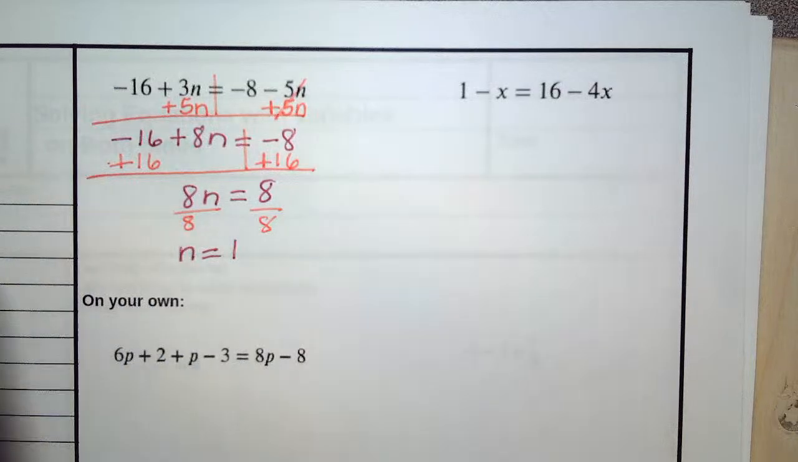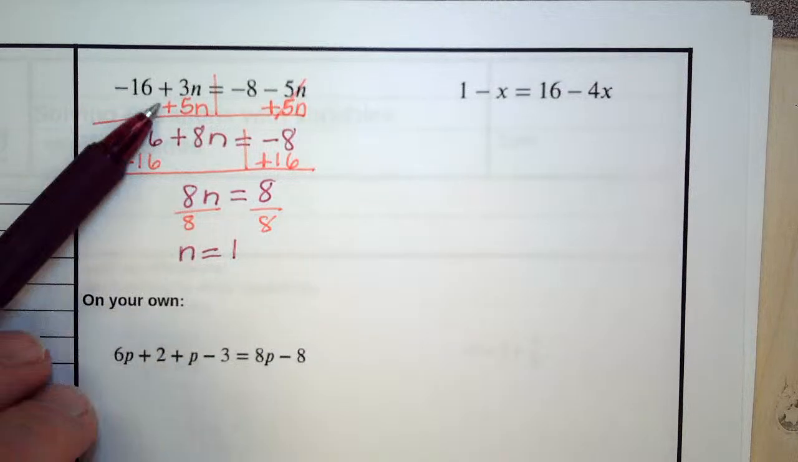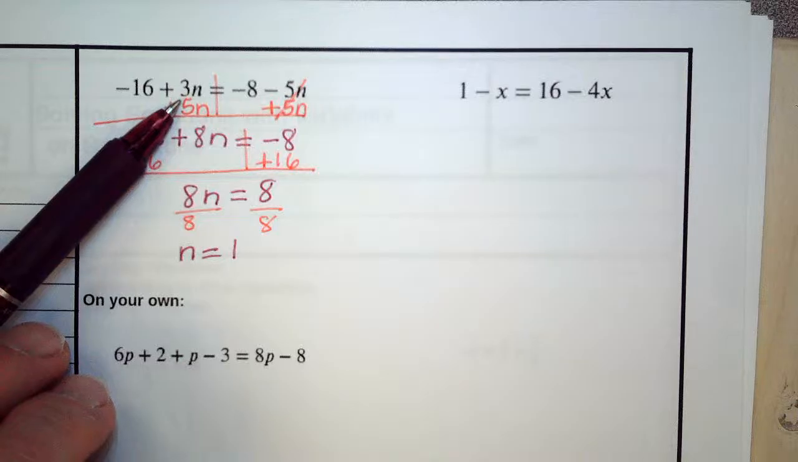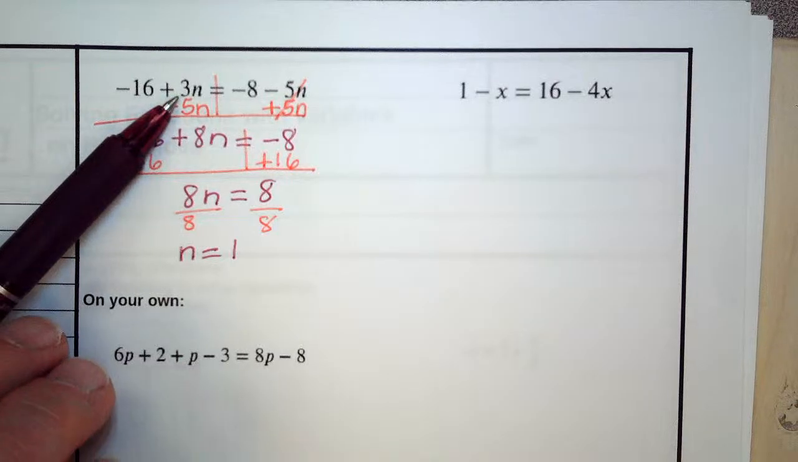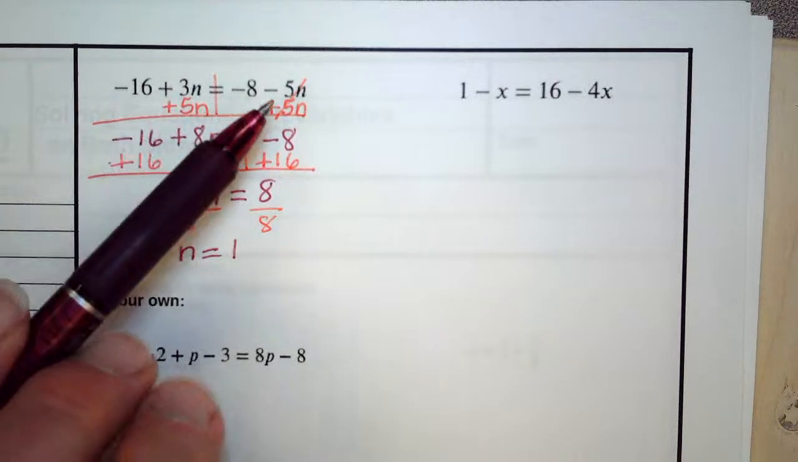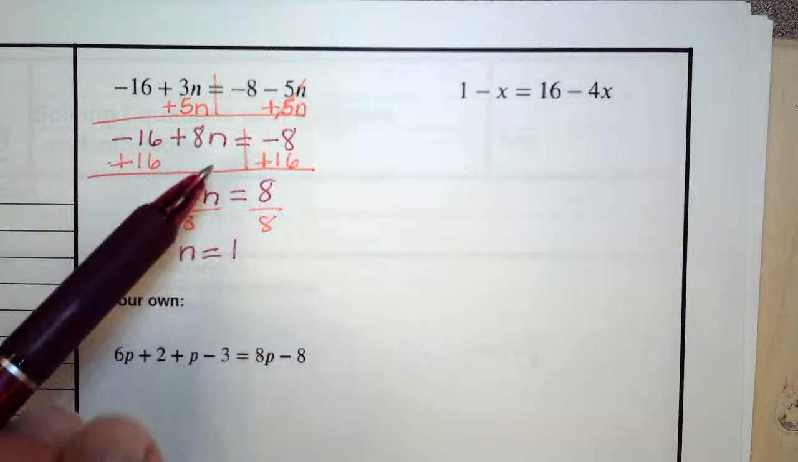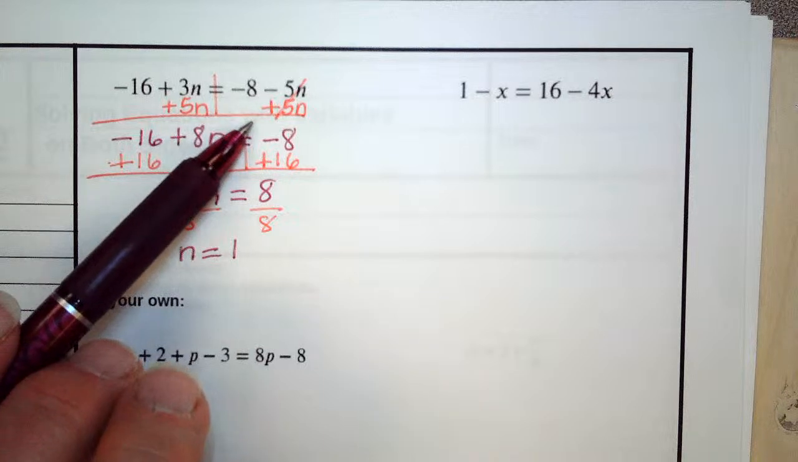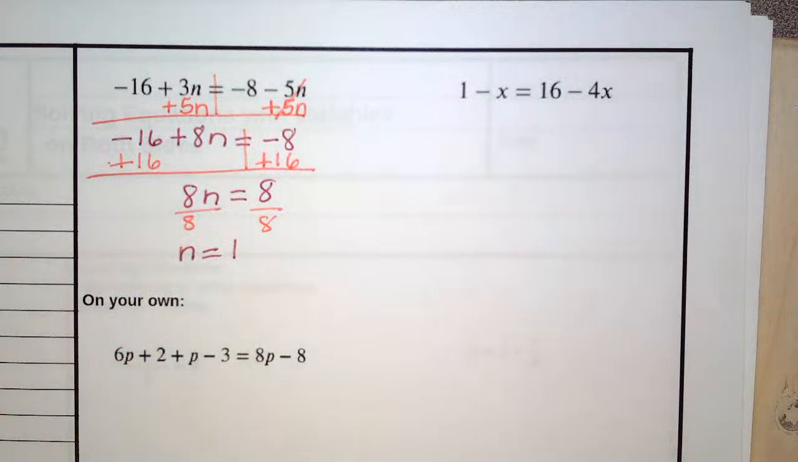So if I'm going to check this, negative 16 plus 3 times 1 is 3. Negative 16 plus 3 is negative 13. Negative 5 times 1 is negative 5. Negative 8 minus 5 more is negative 13. So it is correct.